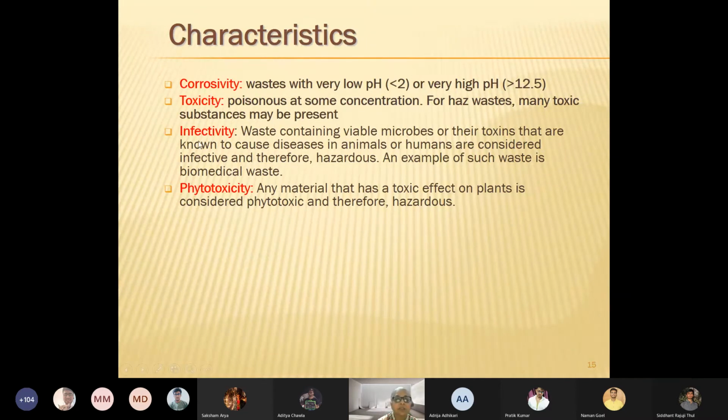I've already mentioned infectivity. If the waste contains viable microorganisms or their toxins that are known to cause diseases in animals or humans, that would be considered infective waste and therefore hazardous. So that's why biomedical waste has its own set of rules. And then we have phytotoxicity. Any material that has a toxic effect on plants. Phyto means plants. So anything with a toxic effect on plants is considered phytotoxic and therefore hazardous.